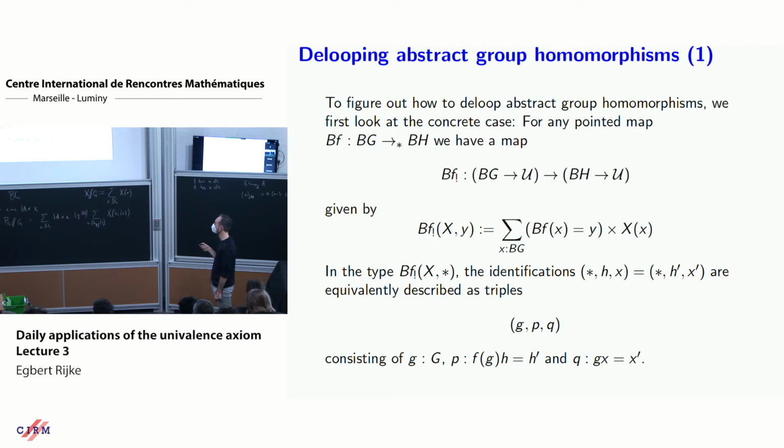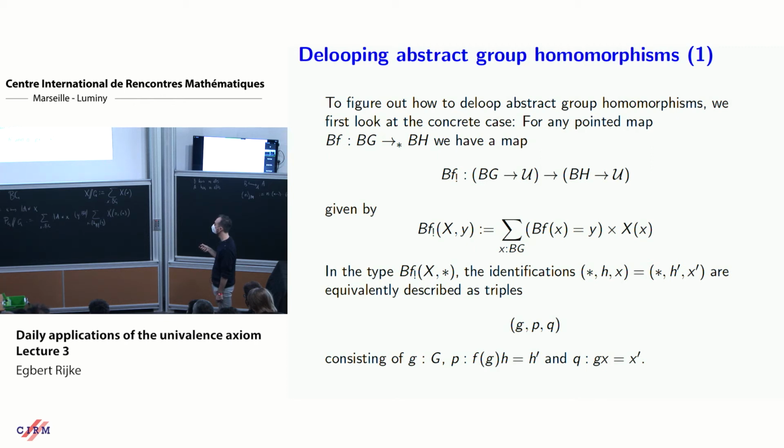So there's one object here and a bunch of morphisms, and the morphisms come from H, and the elements here come from X. So the elements are of this form, morally, a star, H, x and a star, H prime. And what is the morphism from this triple to that triple? That's going to be a G, a loop on this star.